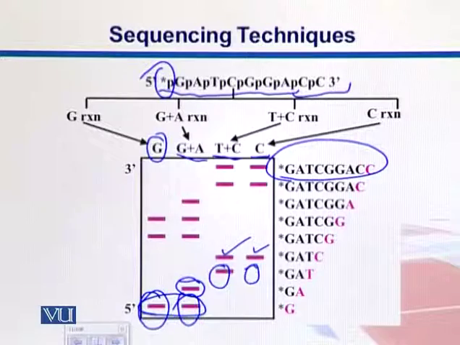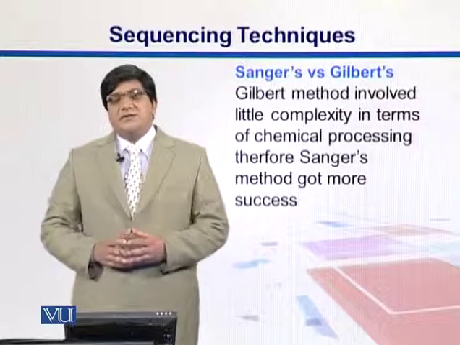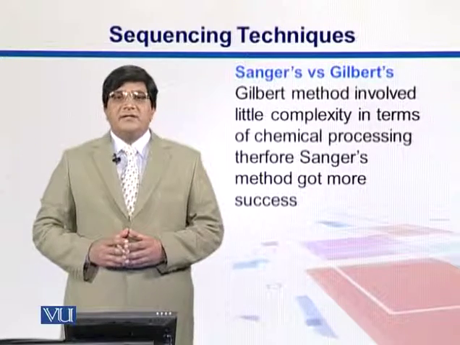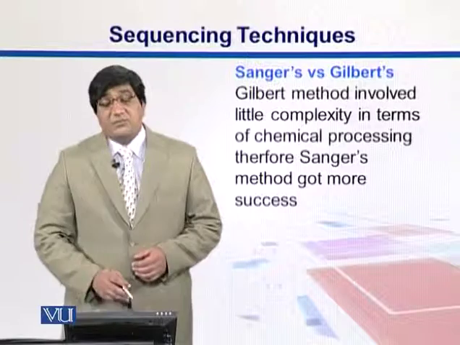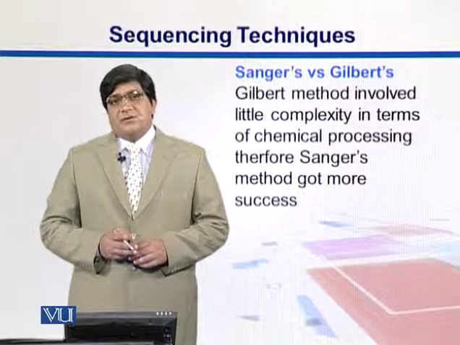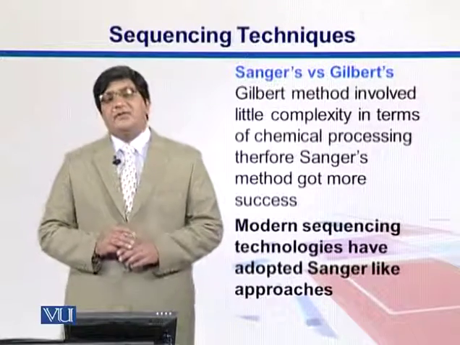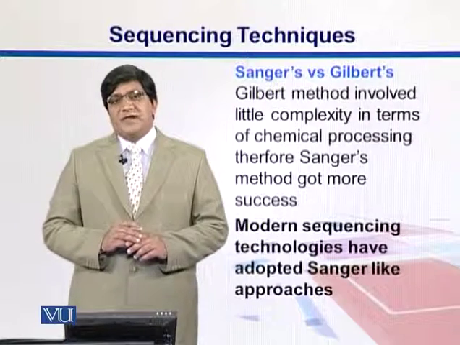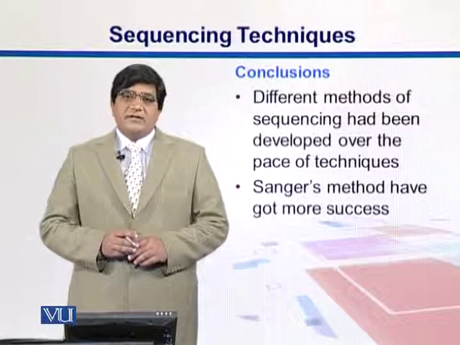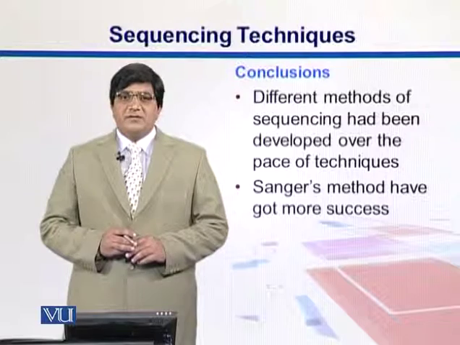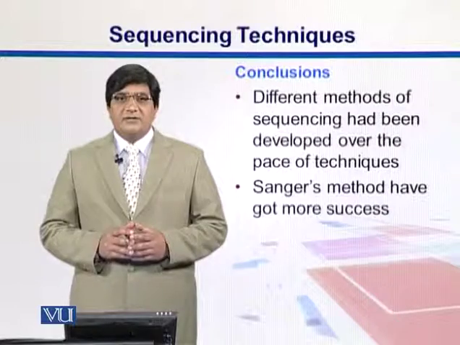So the Gilbert method involved a little bit of complexity in terms of these chemical modifications as well as these degradation procedures. There are also critiques about the use of some chemicals which are carcinogenic, so it did not get more success, whereas the Sanger method got more success in terms of its use and publicity. So modern day sequencing techniques are mainly using Sanger's method with some modifications. So there we have seen that there are different methods of sequencing which have been developed. We presented Sanger's and Gilbert's, and among them we see that the Sanger method has got more success.